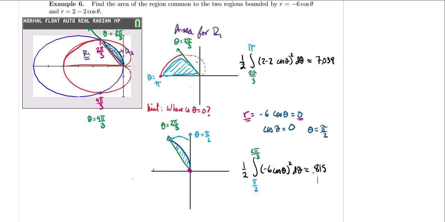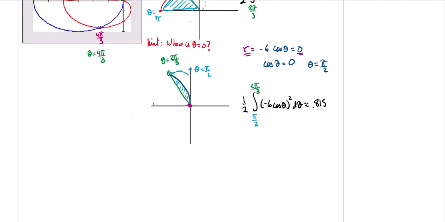Now, are we done? Not yet, because we've only figured out what is the area on the upper half. But what about the bottom half? Well, we just need to essentially multiply our results by 2. So I'll put here the total area is going to be equal to 2 times (R1 plus R2), which gave me approximately 15.708. And there we go.